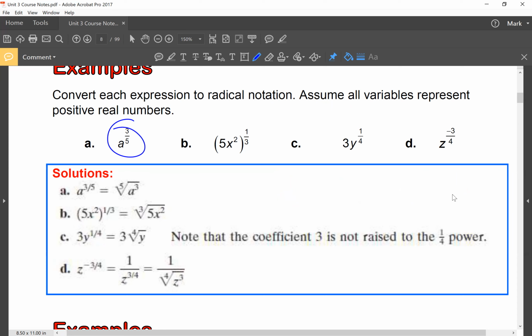For question A, I have a to the 3/5. This would become the 5th root of a to the power of 3, which is where this answer comes from. I would do this for each of these problems: B, C, and D, very easy. I'm going to show you some more examples of this.